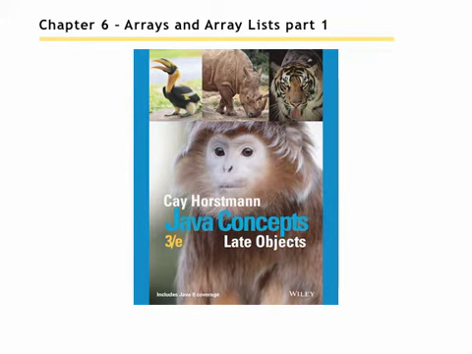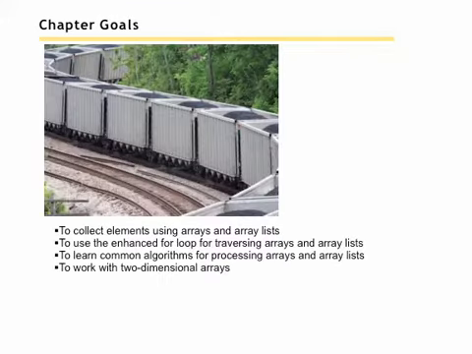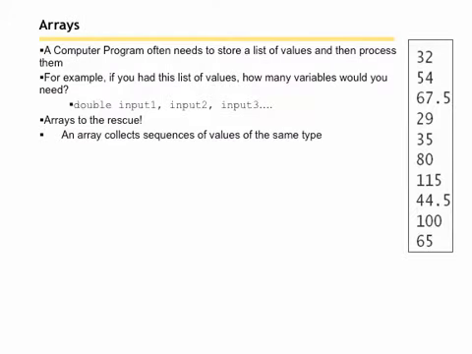Chapter 6, Arrays and Array Lists, Part 1. So our goals for this chapter are to collect elements using arrays and array lists, to use the enhanced for loop for traversing arrays and array lists, to learn common algorithms for processing arrays and array lists, and to work with two-dimensional arrays. An array is a data structure.